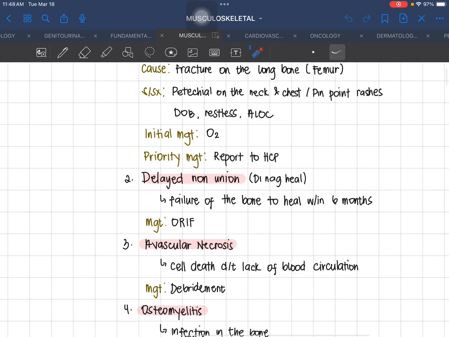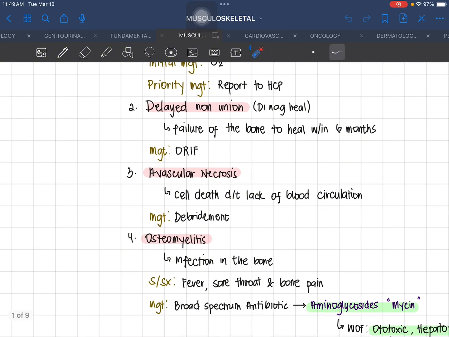Another, pangalawa na complication is delayed non-union o ang tinatawag na hindi nag-heal yung fracture. So, failure of the bone to heal within 6 months. Kapag within 6 months, wala pa rin yun, hindi pa rin siya nag-heal, yun ang tinatawag na complication na delayed non-union. So, ang management natin dito, of course, is open reduction, internal fixation.